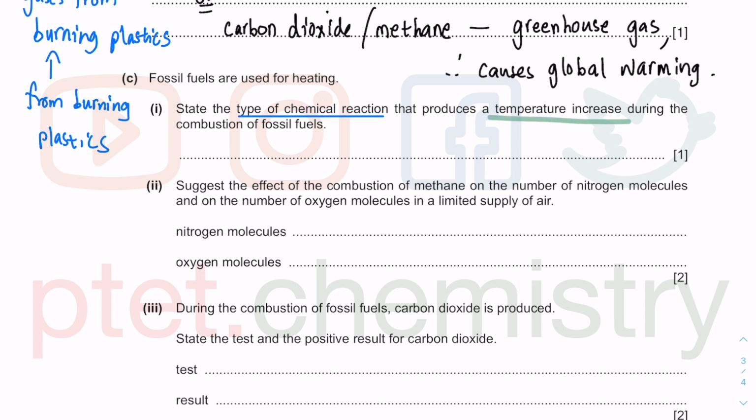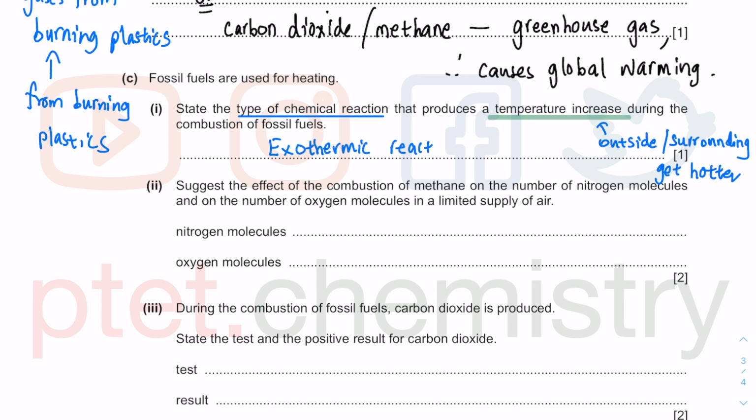Temperature increase. So the outside is getting hotter. So the surrounding, we said that the surrounding or the outside is getting hotter. Why are they getting hotter? Because what we have is an exothermic reaction that releases heat to the surrounding. As a result of the combustion of methane, so you're burning methane, you use up oxygen. You use up oxygen for combustion.